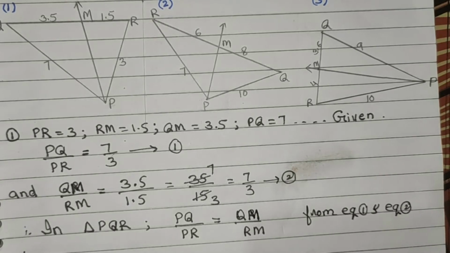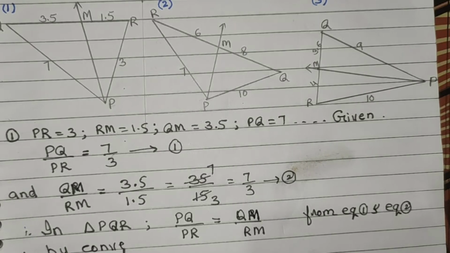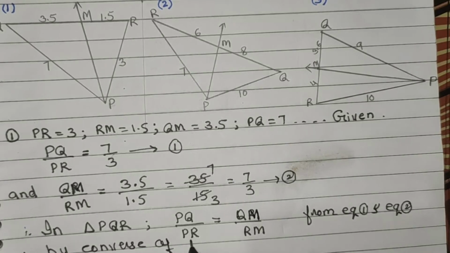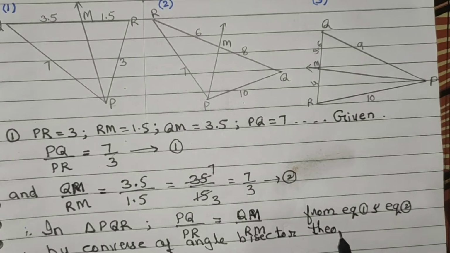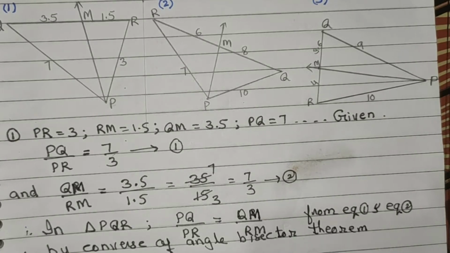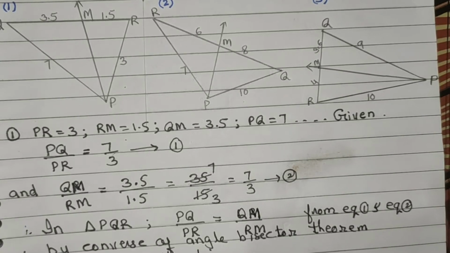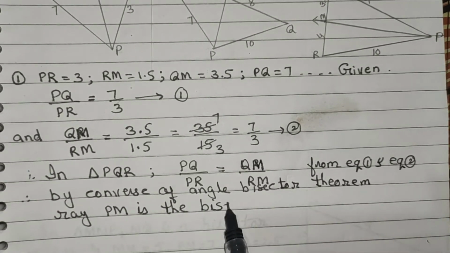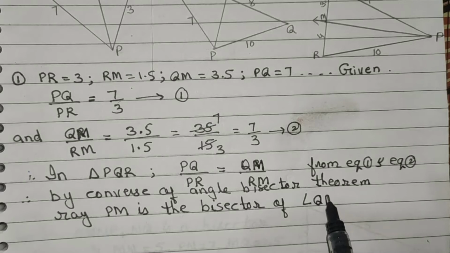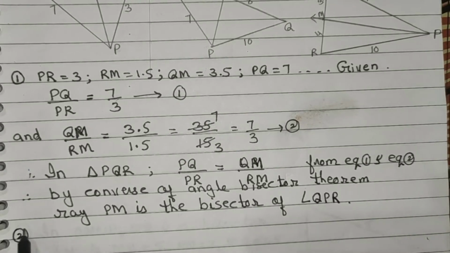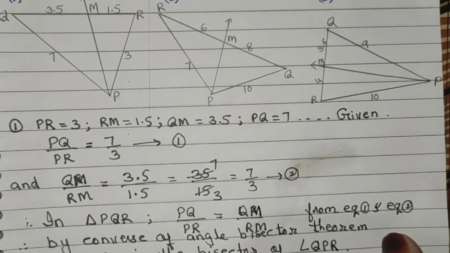Therefore, by converse of angle bisector theorem, ray PM is the bisector of angle QPR. Now second one, look at the second figure here.